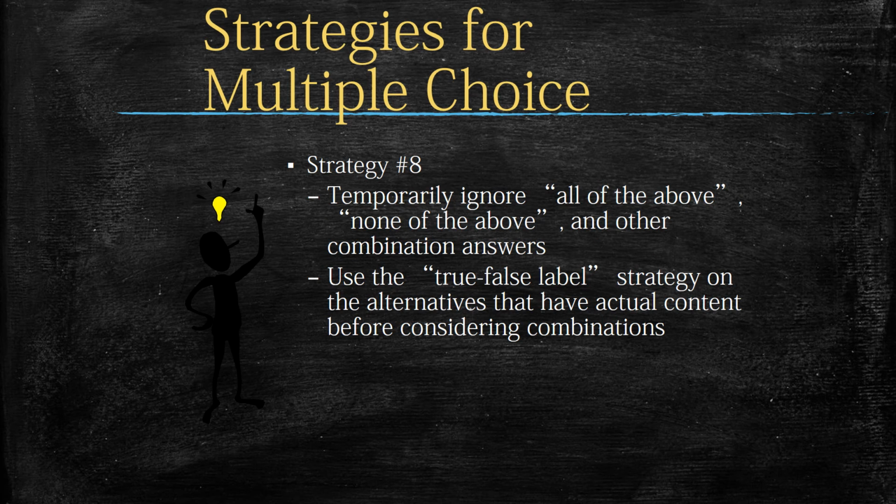Strategy 8, temporarily ignore all of the above or none of the above and other combination answers. Use a true and false label strategy on the alternatives that make actual content before considering combinations.